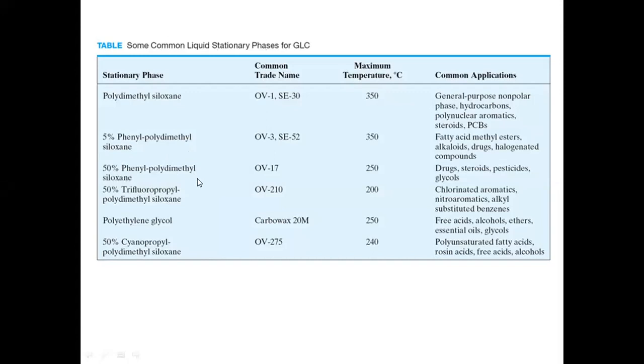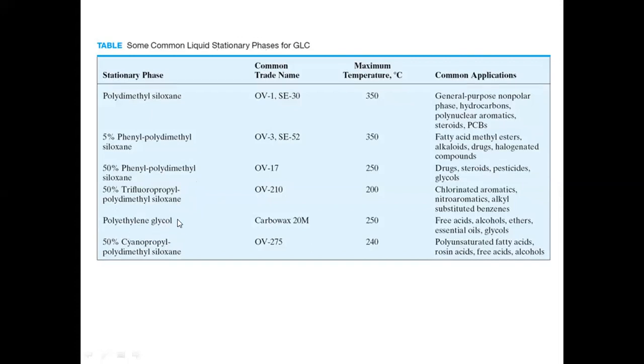Similarly, 50% phenyl polydimethyl siloxane can also be obtained. 50% trifluoropropyl polydimethyl siloxane can be obtained by chemical treatment, and so on. And similarly, 50% cyanopropyl polydimethyl siloxane. Here, 6 different liquid stationary phases are presented.